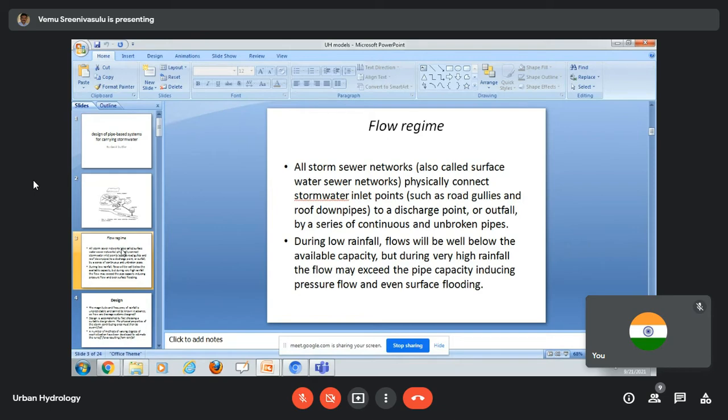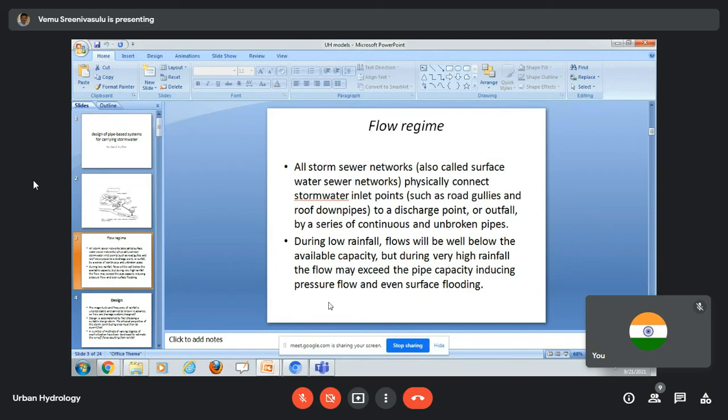Okay, so that is, all storm sewer networks or surface water sewer networks physically connect. So it will connect each other to an inlet point from road gullies. As I said, if you see the sides of the road, we have inlet points. So whatever water is collected over the road will go to the inlet point, and from the inlet point it will go to the pipe. From there it will go to the outfall, or storage point, or directly it will be diverted to the river.